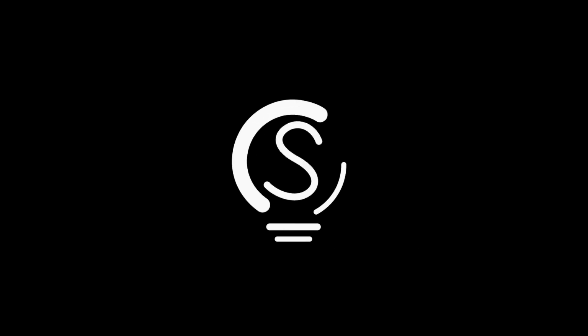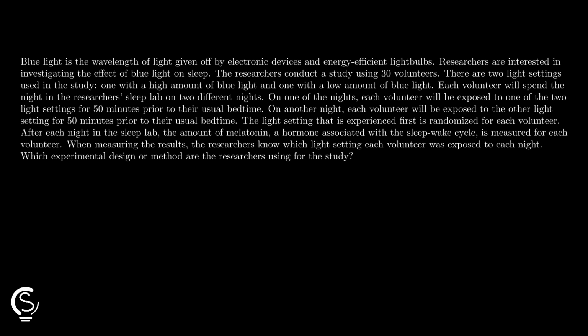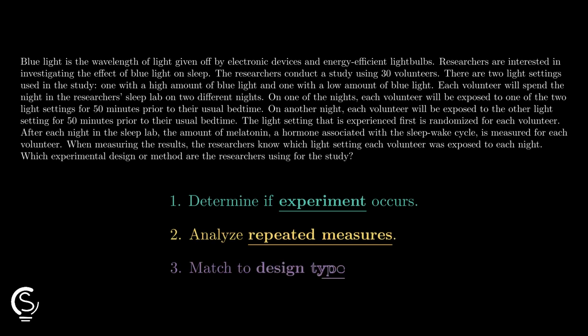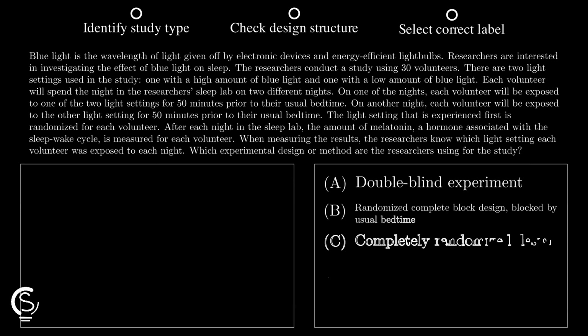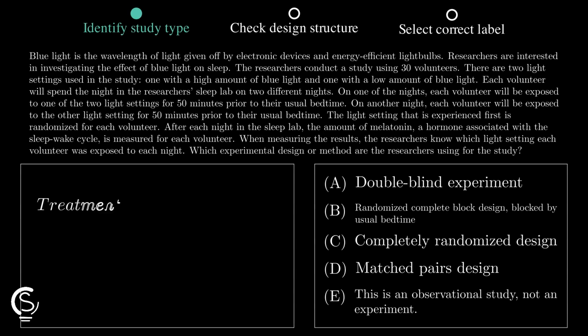Let's level up. Statistics problems like this one look intimidating, but you can solve them in 60 seconds by identifying the study type and the specific design structure used. First, note that researchers actively manipulate the light settings. Since they assign treatments to volunteers, this is definitely an experiment, not an observational study. We can immediately rule out option E.